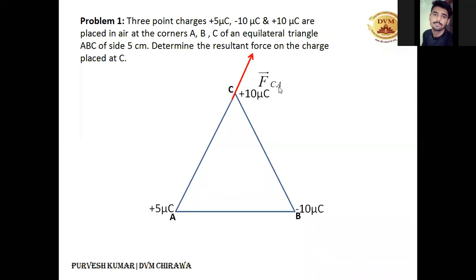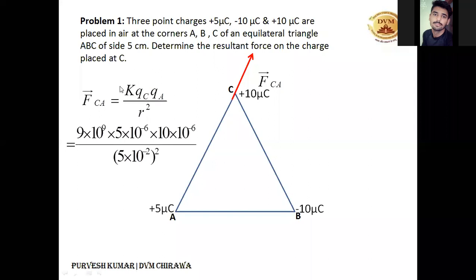We all know by Coulomb's law, the force between two charges is given by K QA QB upon R square. So it is QC, the charge placed at C, multiplied by QA, the charge placed at A, upon R square, and K is our constant. The value of K for vacuum is 9 into 10 to the power 9. In place of QC, I write 10 into 10 to the power minus 6, and in place of QA, 5 into 10 to the power minus 6, divided by R square, that is AC square.